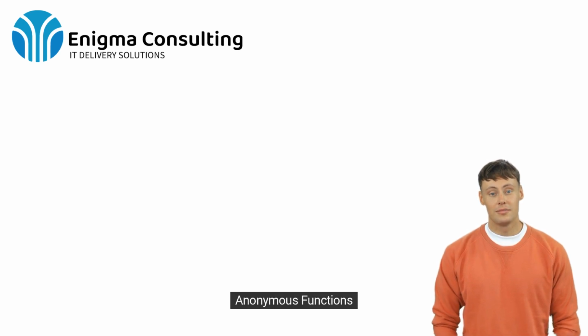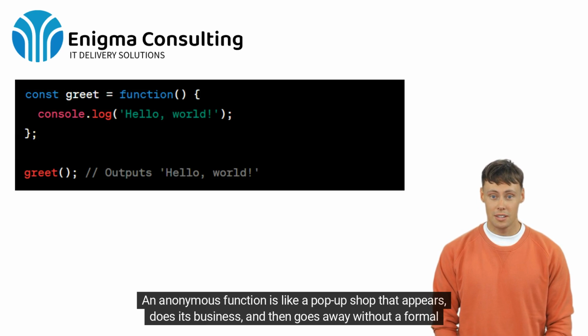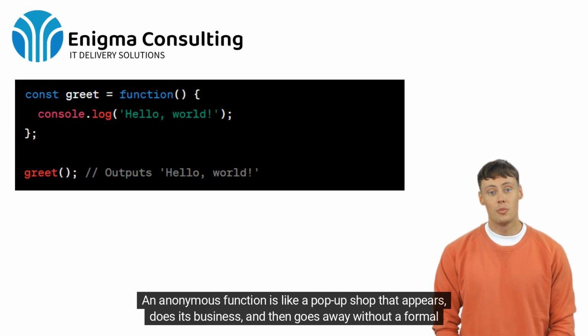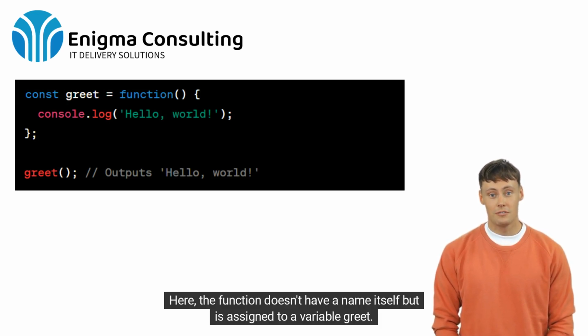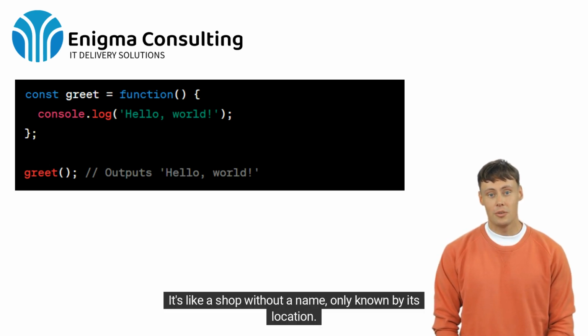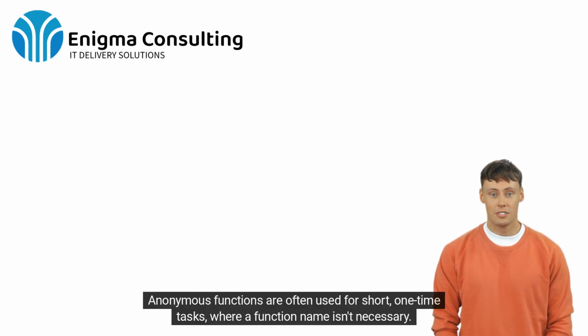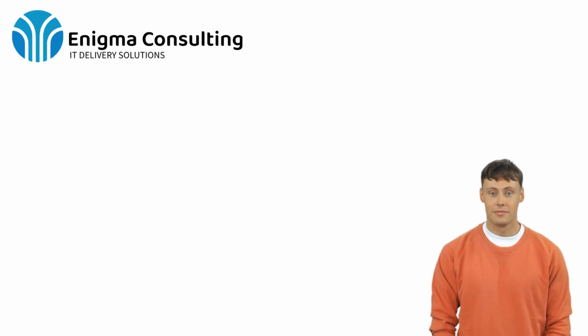Anonymous functions. An anonymous function is like a pop-up shop that appears, does its business, and then goes away without a formal name. Here, the function doesn't have a name itself but is assigned to a variable greet. It's like a shop without a name, only known by its location. Anonymous functions are often used for short, one-time tasks, where a function name isn't necessary.